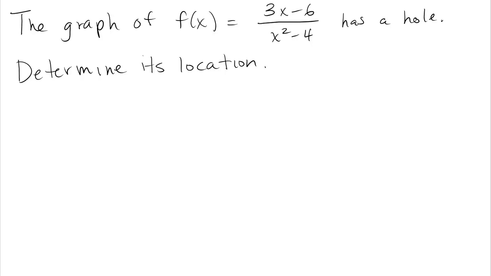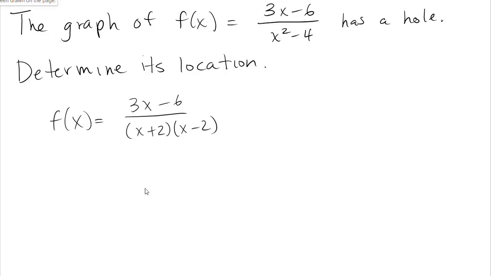In order to determine the domain restrictions of this function, we need to get the denominator factored. So let me factor the denominator. So this function has 2 domain restrictions, negative 2 and positive 2. But does that mean that there are 2 vertical asymptotes? Well, if I plug negative 2 into the numerator, I get negative 6 minus 6, that's negative 12. And negative 12 over 0 is an indication of a vertical asymptote.